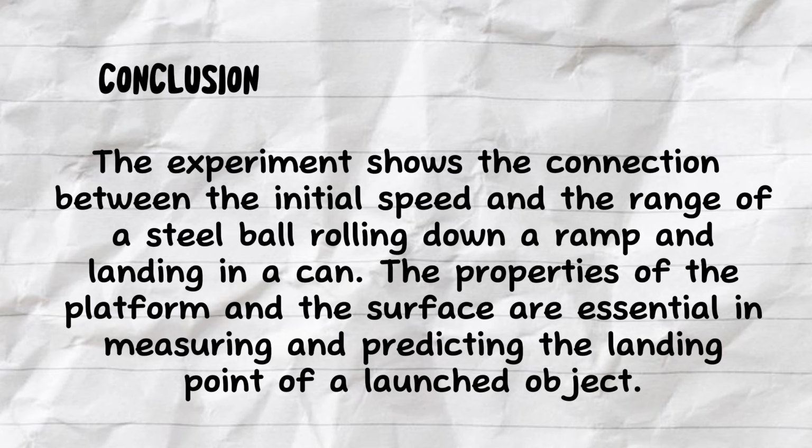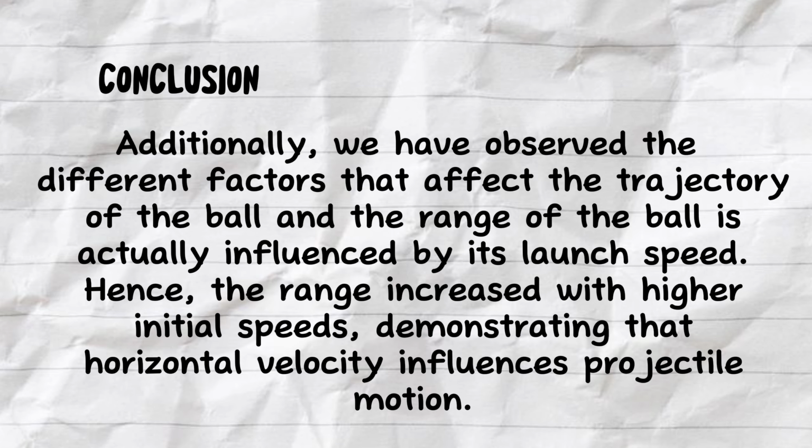Our group concluded that this experiment shows the connection between the initial speed and the range of a steel ball rolling down a ramp and landing in a can. The properties of the platform and the surface are essential in measuring and predicting the landing point of a launched object. Additionally, we have observed the different factors that affect the trajectory of the ball, and the range of the ball is actually influenced by its launch speed. Hence, the range increased with higher initial speeds, demonstrating that horizontal velocity influences projectile motion.